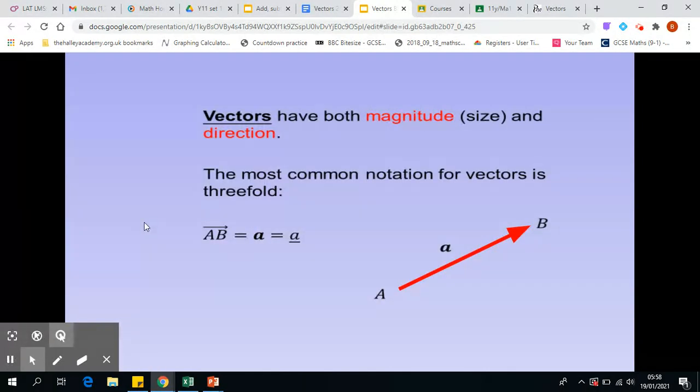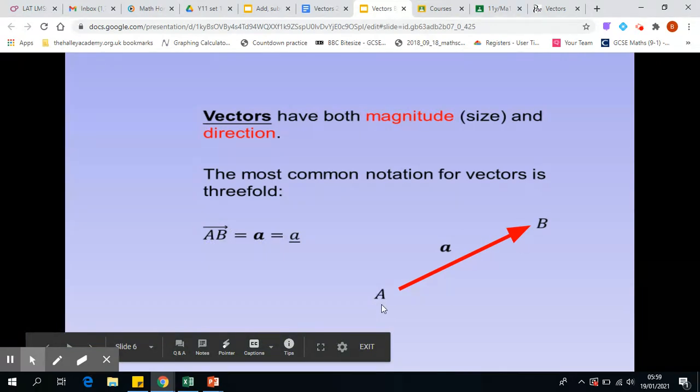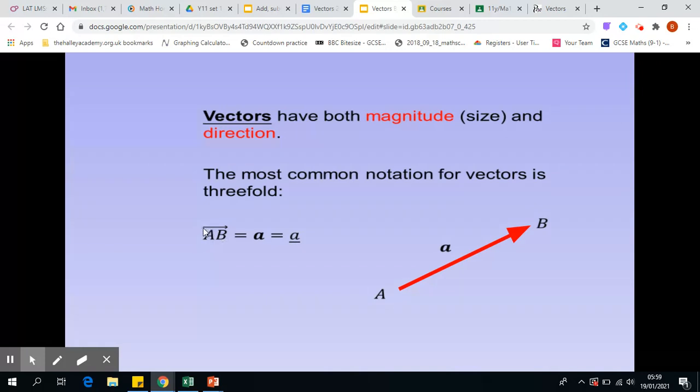Before we start the lesson, just a quick description on vectors. Vectors have both magnitude, which is size, and direction. The most common notation for vectors is threefold. These are the three ways the vectors could be denoted. Notice the end points are always given in capital letters, A, B, and the direction is left to right, which is equal to a, or a with a dash underneath to mention that it's a vector.